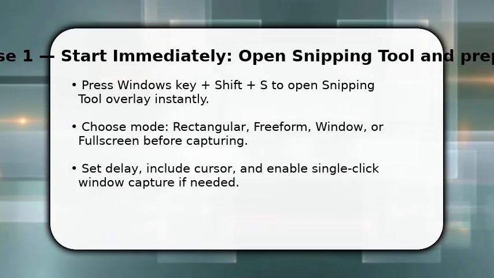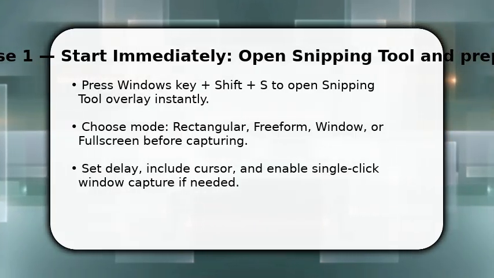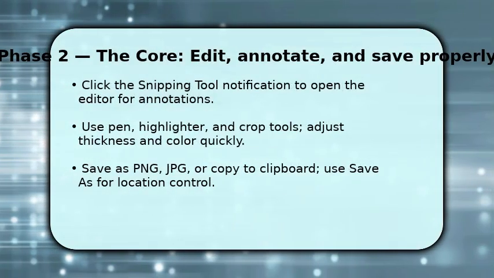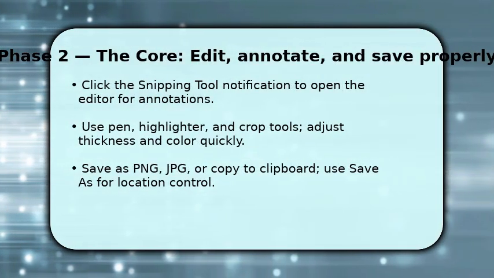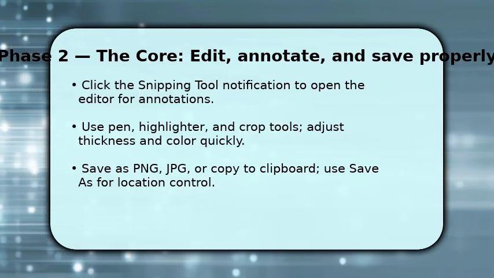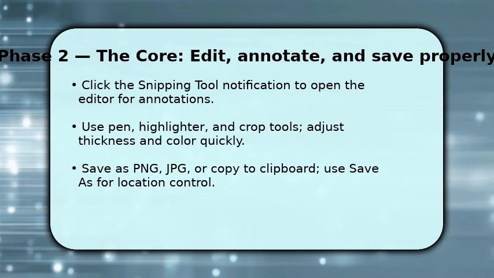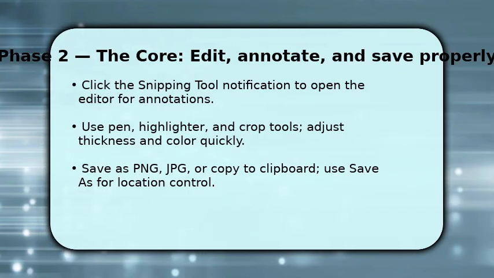You can paste immediately or click the notification to open Snipping Tool for editing. Once the editor opens, annotate with the pen or highlighter to emphasize details. Choose thickness and color to match context, because visual contrast matters. Use the crop and ruler tools to refine composition, and press Ctrl plus S to save immediately.